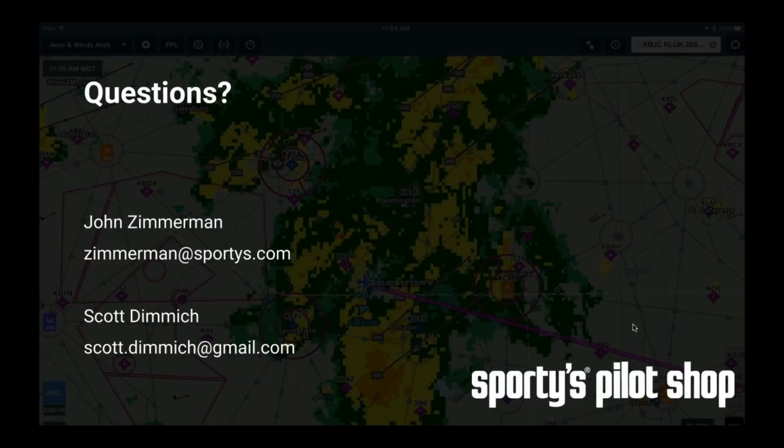But Scott, question going back here to radar, and the question was, what's the effective range of weather radar? And are there limitations with the radar product that we're getting beamed up into the cockpit that we should be aware of?